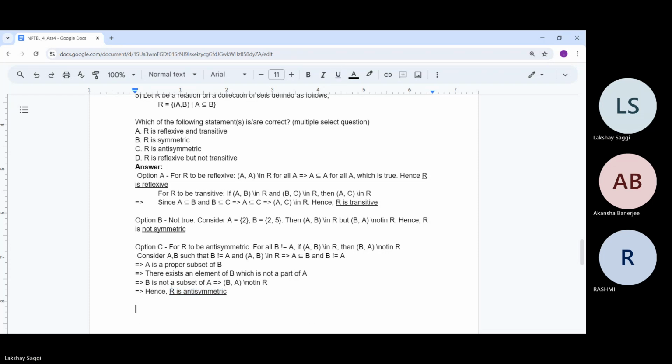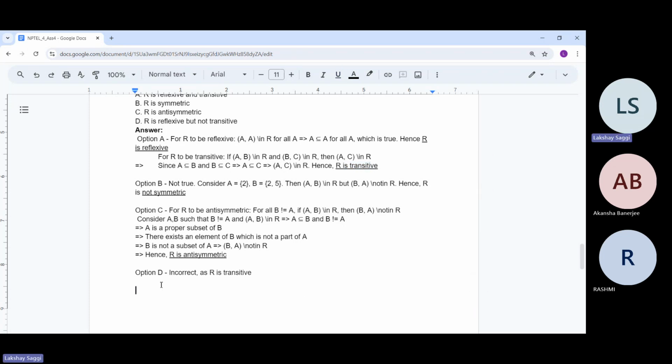Right. Now let's go to option D. Option D says R is reflexive but not transitive. But here we have already shown in option A that R is reflexive and transitive. So this is incorrect, as R is transitive. And we have already shown transitivity in option A.